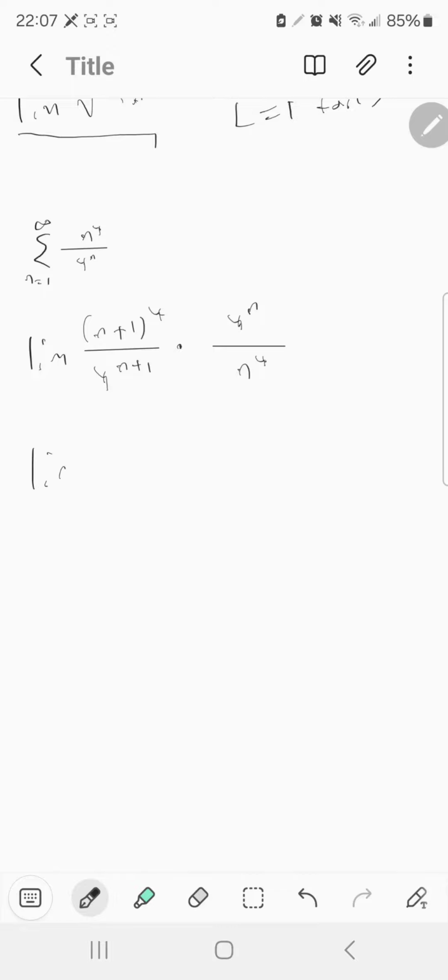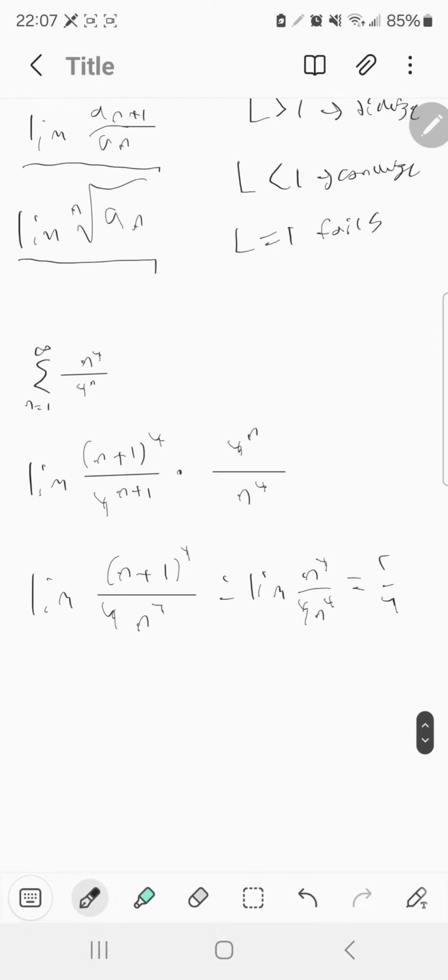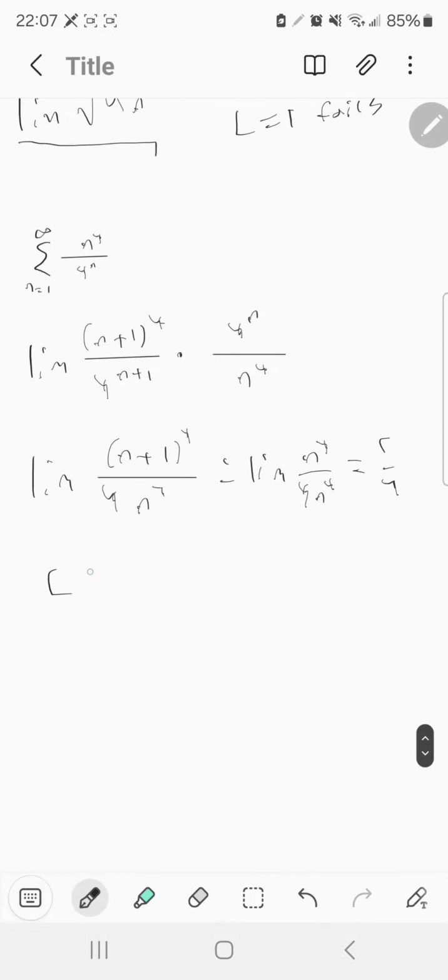So this is actually the limit of n plus 1 to the fourth over 4n to the fourth. And if you look at this, this is n to the fourth over 4n to the fourth, the limit of which is equal to 1/4. Now, this is less than 1, so it converges.